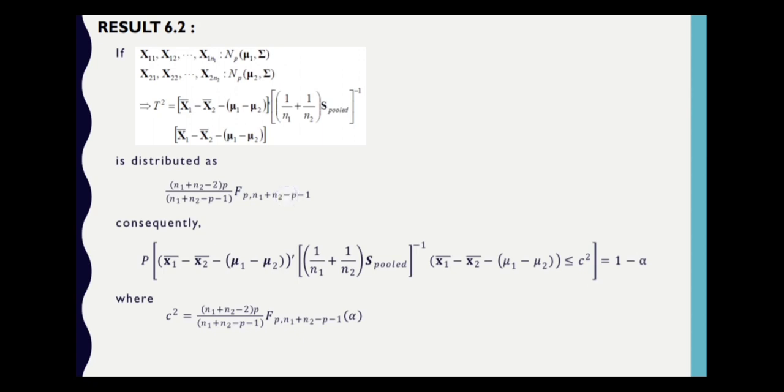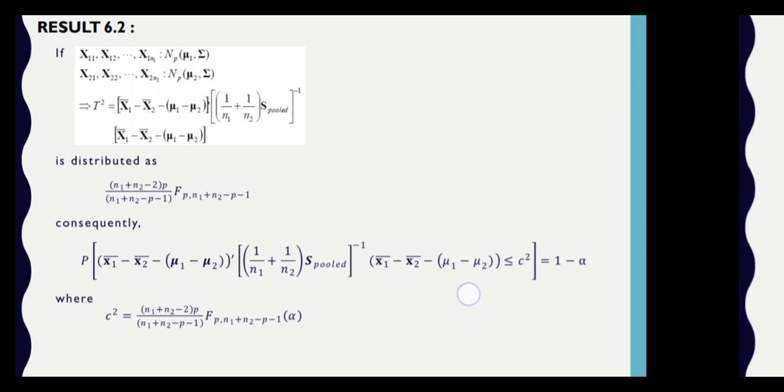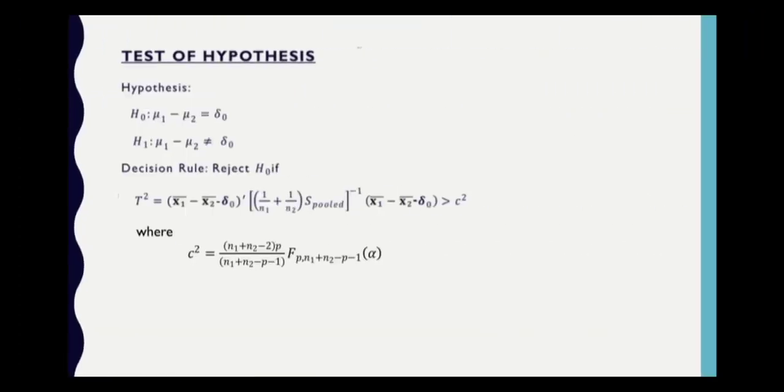Okay, this c-square, we will use it to make the decision rule later. This is the test statistic T-square. So we see the method here. The hypothesis will be mean vector mu1 minus mean vector mu2. The mu here should be bold, because it is a mean vector.